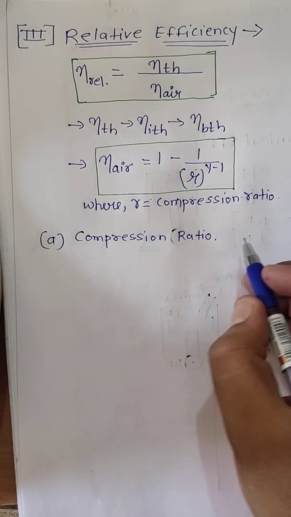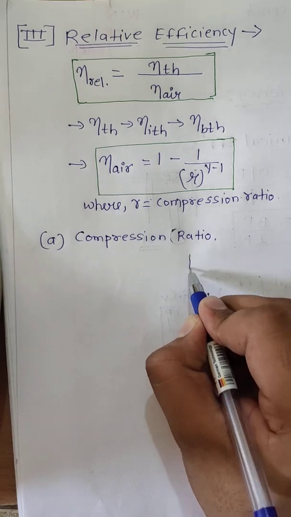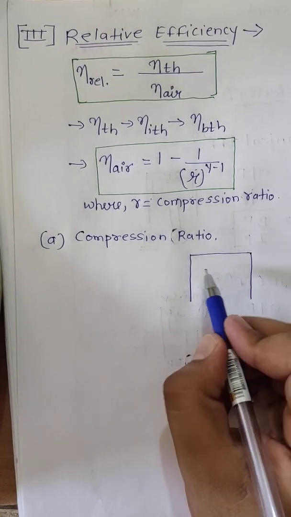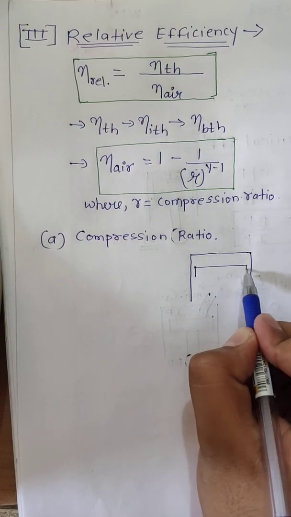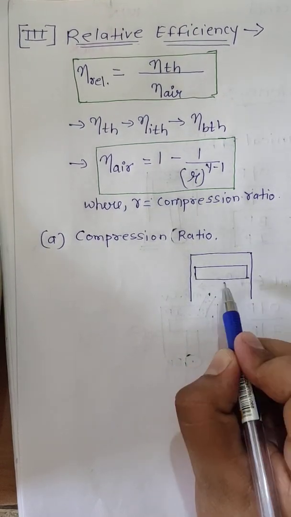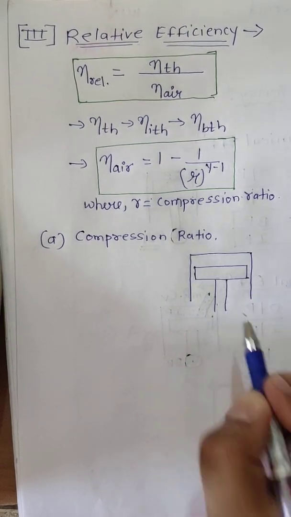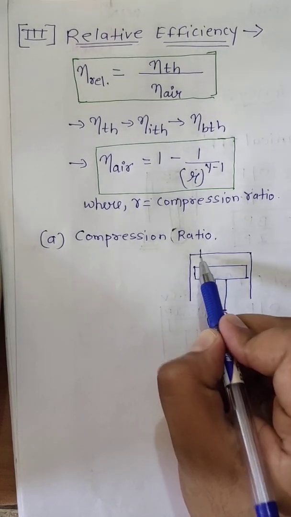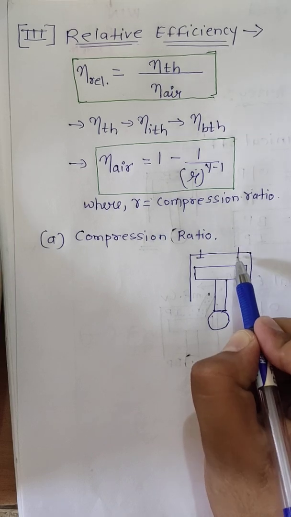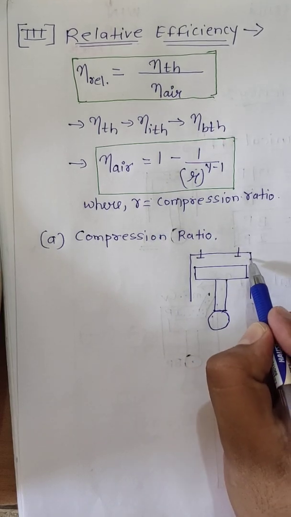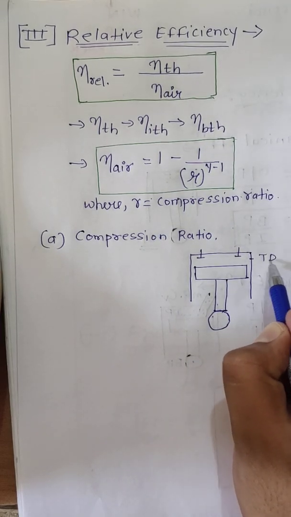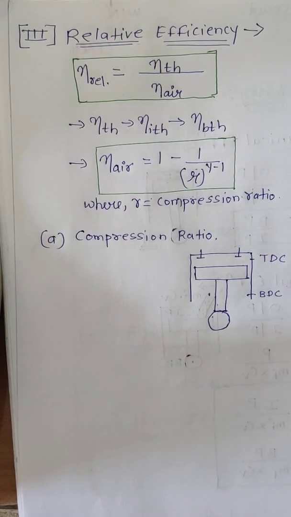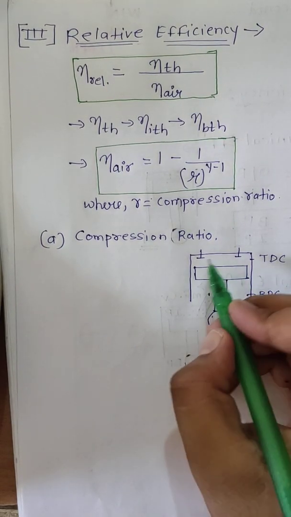So for understanding compression ratio, you should first understand the logic of volume. Again, same logic: piston, connecting rod and crankshaft are there. ये इनलेट वॉल्व, ये एग्जॉस्ट वॉल्व रहेगा. This would be your TDC, this would be your BDC. Okay, so the piston will go till here.